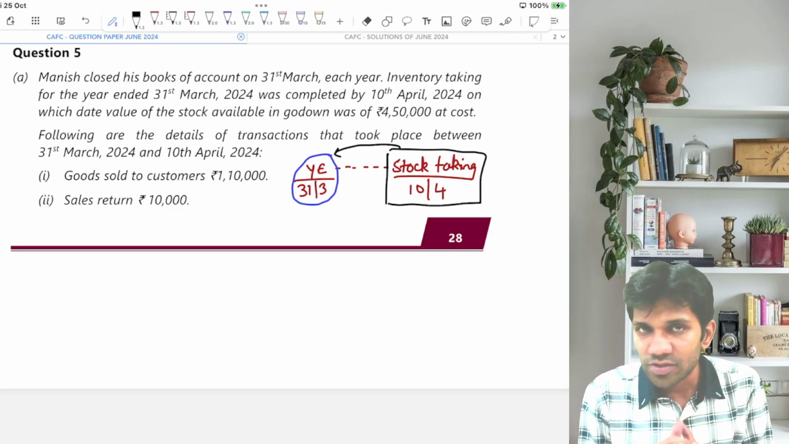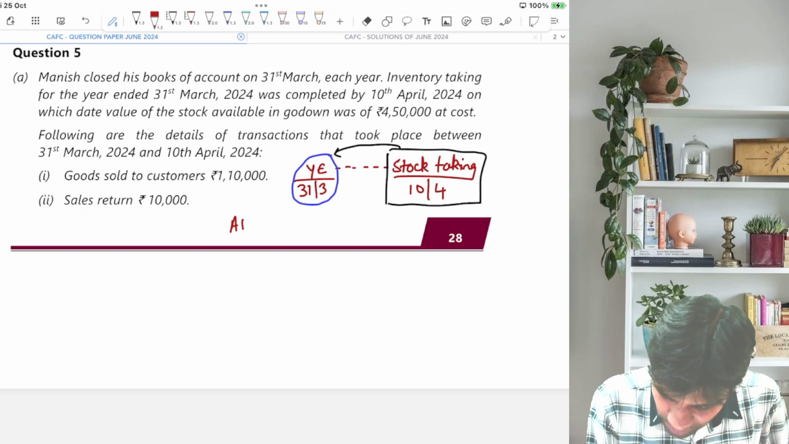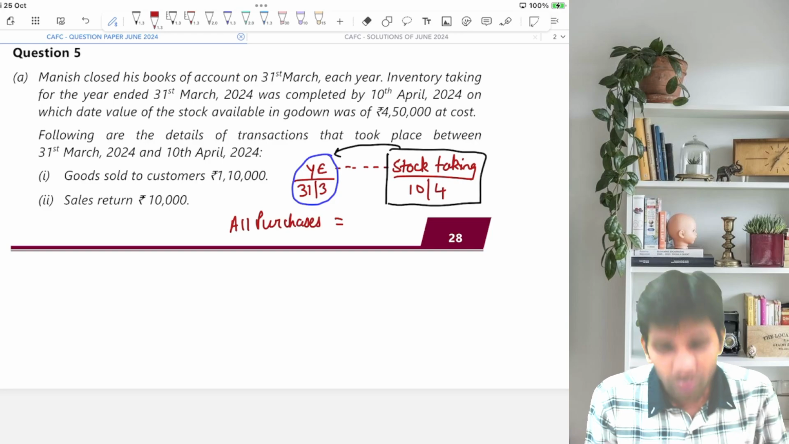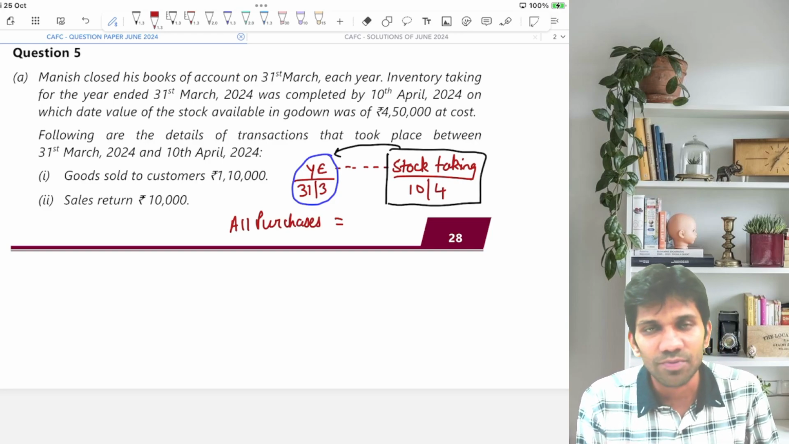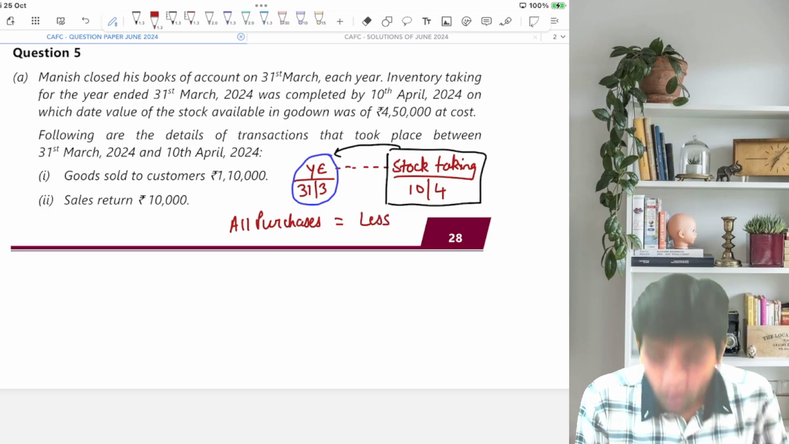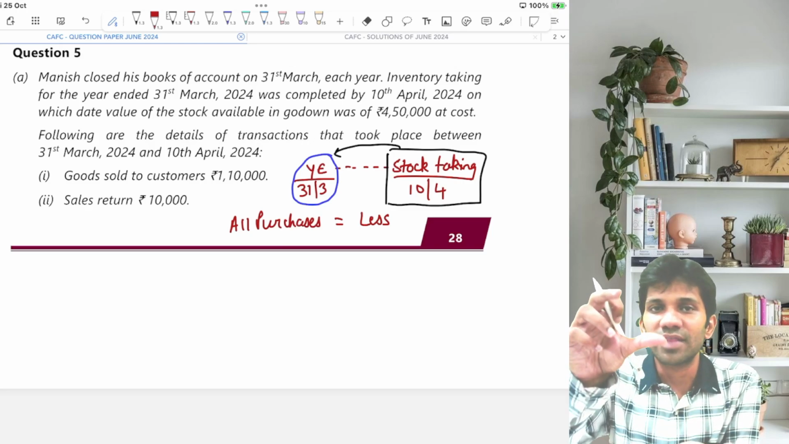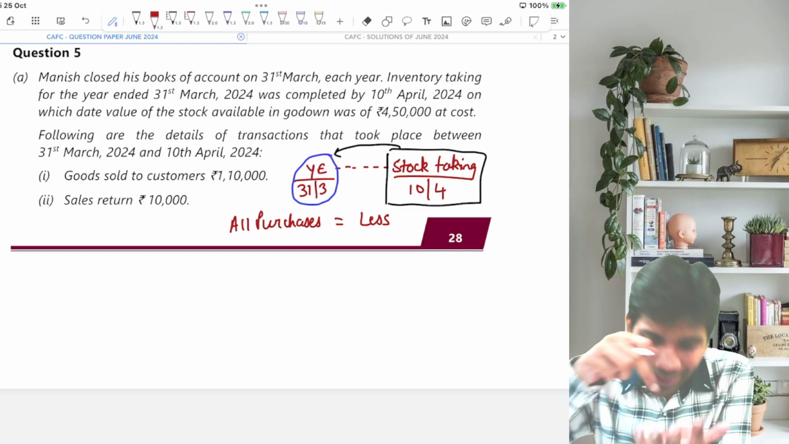Now how does the adjustment need to be done? It's very simple. Remember two words. All purchases between 1st April to 10th April, we will have to deduct. Why deduct? Because we are standing on 10th April. All purchases made between these 10 days, we have added to the stock as on 10th April.